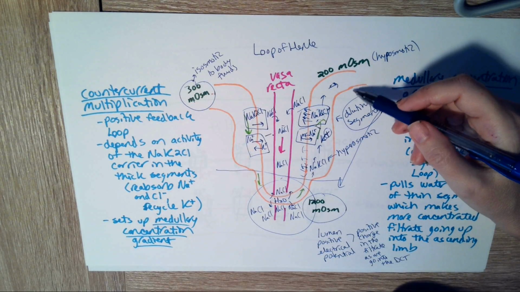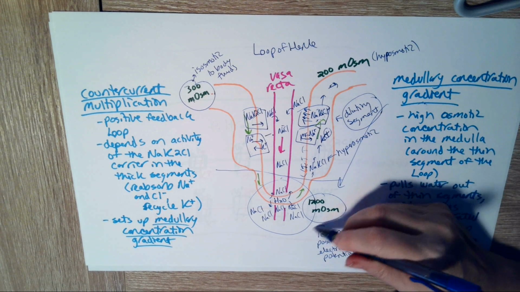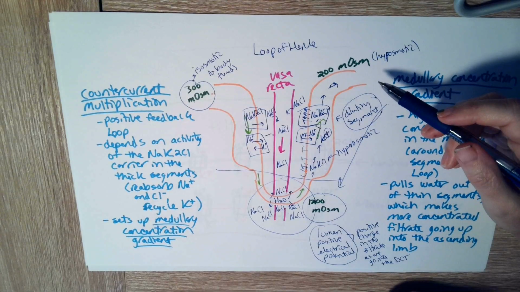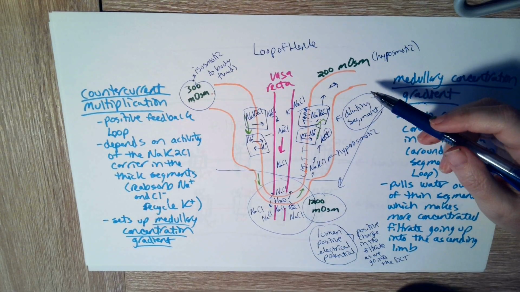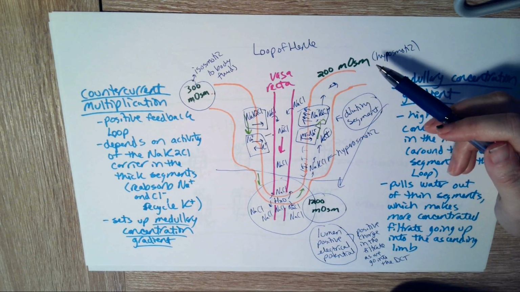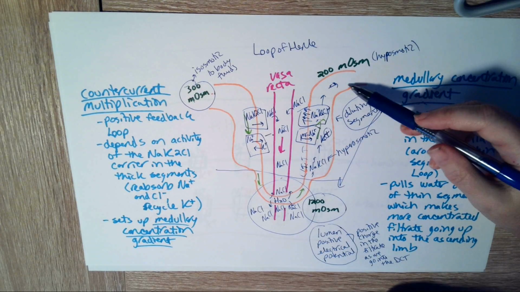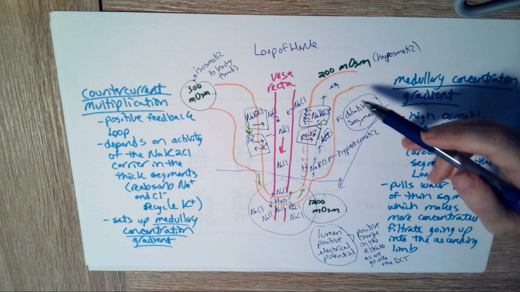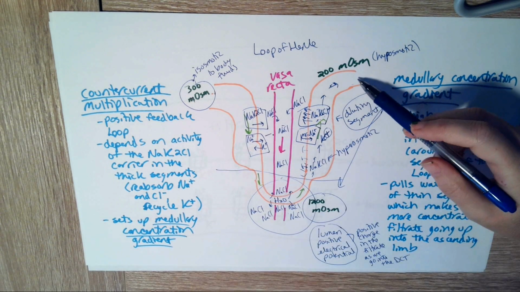So magnesium depends almost entirely on the lumen positive electrical potential to be reabsorbed. Calcium, now we can actively transport that if we have, say, parathyroid hormone active, which causes us to reabsorb it. So calcium doesn't depend quite as strongly on the lumen positive electrical potential, but it helps.